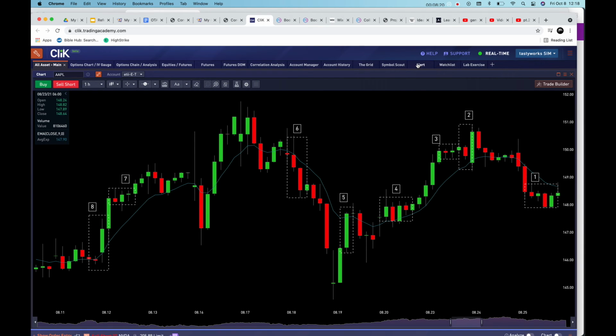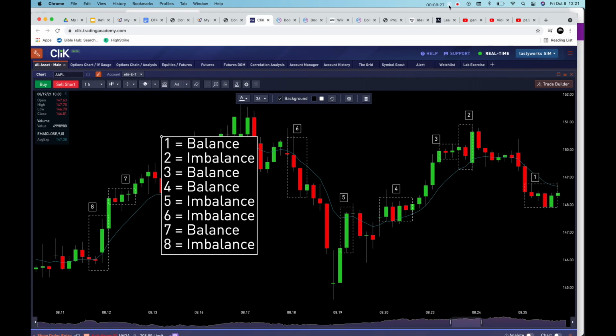All right, just a moment longer, and the correct answers are, and here you can see the correct answers. Number 1, we have a balance. 2, we have imbalance. 3 is balanced. 4 is also balanced. 5 is imbalance. 6 is imbalance. 7 is balance. And 8 is imbalance.